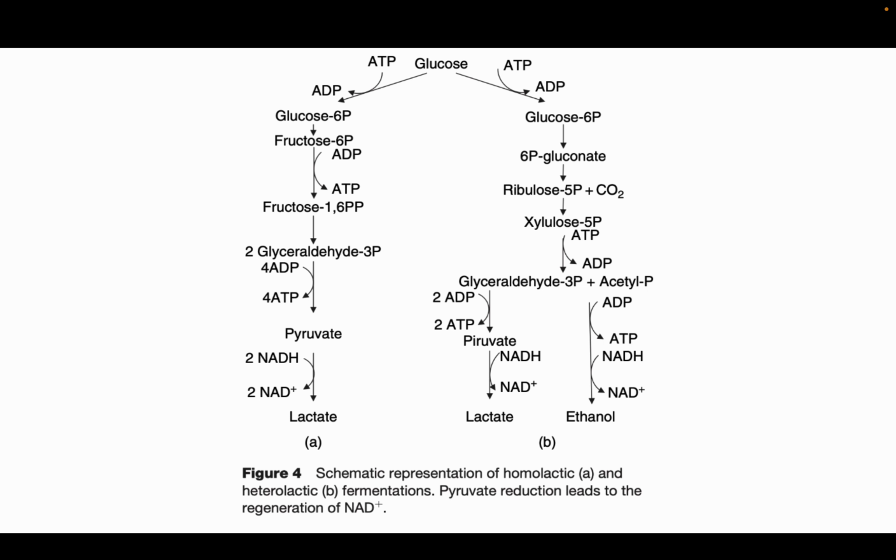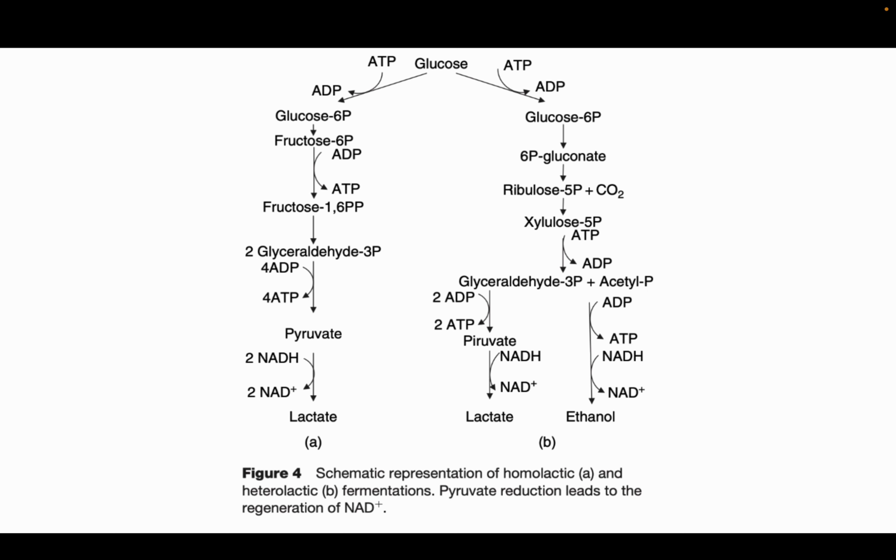ATP is also produced during conversions of glyceraldehyde to pyruvate, as well as the additional or secondary phosphorylation of F6P to bisphosphate. And then we have heterolactic fermentation, so glucose once internalized becomes phosphorylated and produces 6P gluconate.